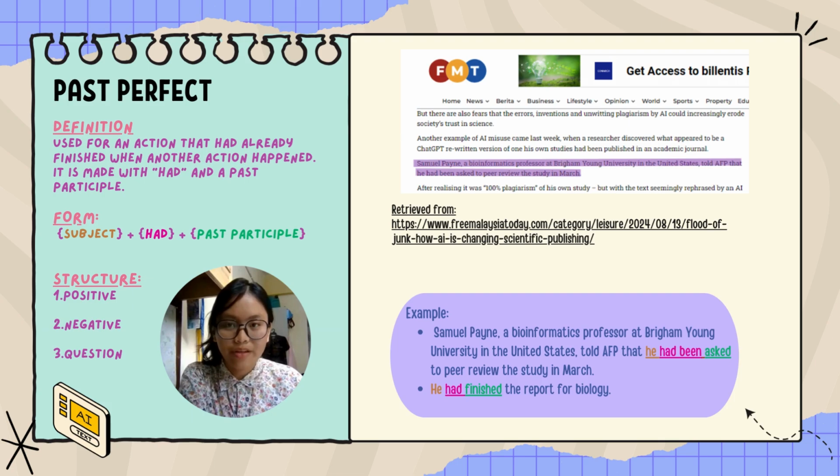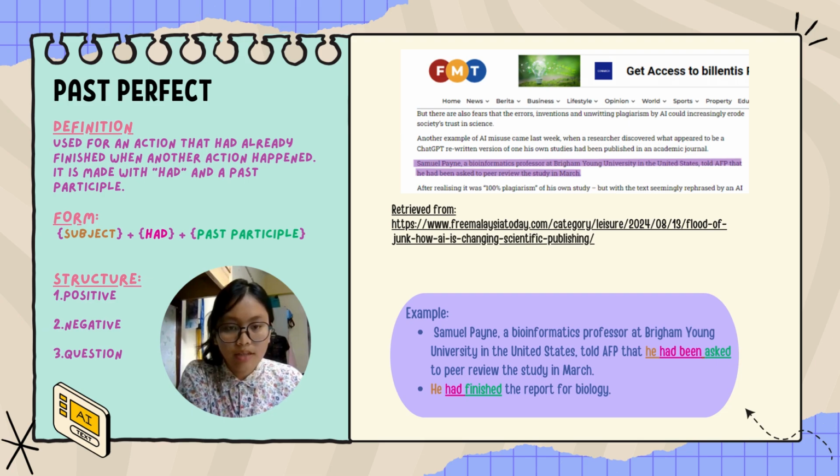Moving on to past perfect. Past perfect is used for an action that had already finished when another action happened. To understand this, we can see the first example. Samuel Payne, a bioinformatics professor at Brigham Young University in the United States, told AFP that he had been asked to peer review the study in March.